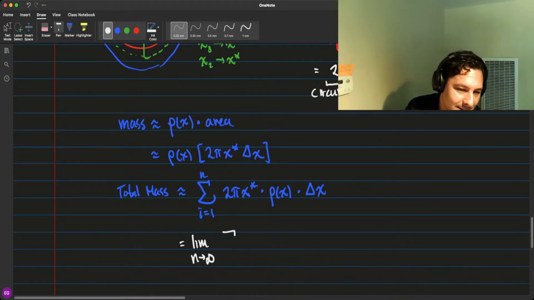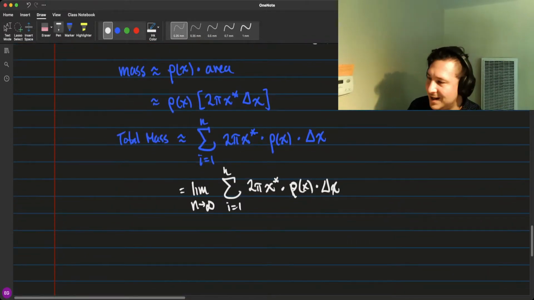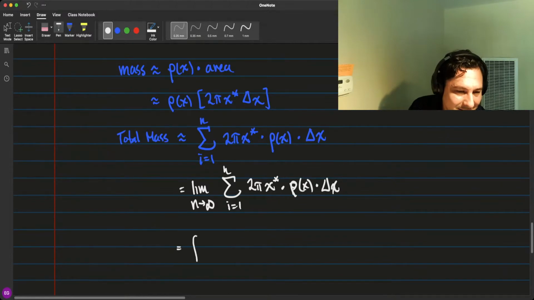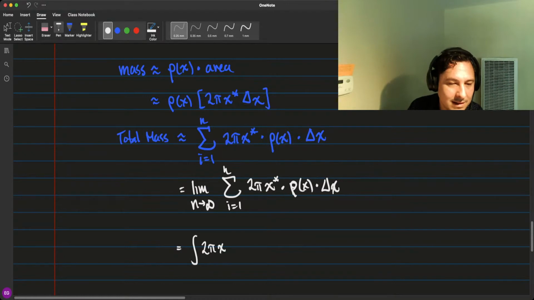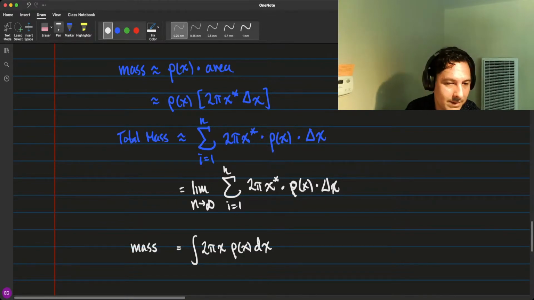So you take the limit of the sum from i equals 1 to n of 2 pi x star times rho of x times delta x, which now is a definite integral. We'll talk about the limits in a second, but you're going to take the definite integral of 2 pi x rho of x dx. So if your object only has radial density, you can find the mass by integrating this.